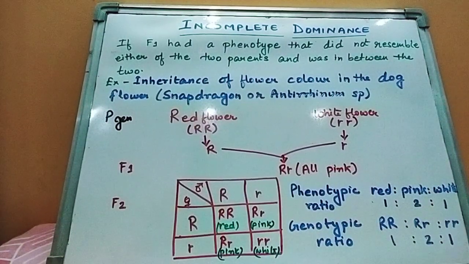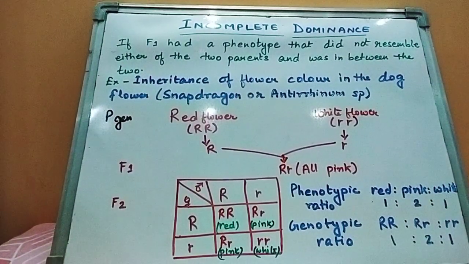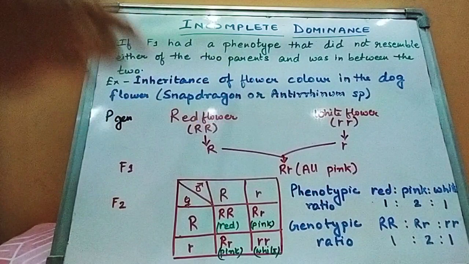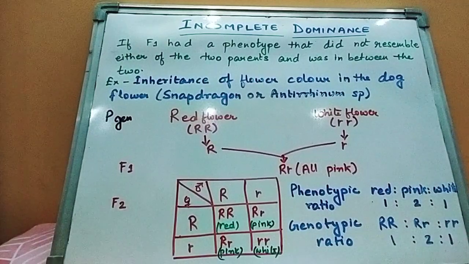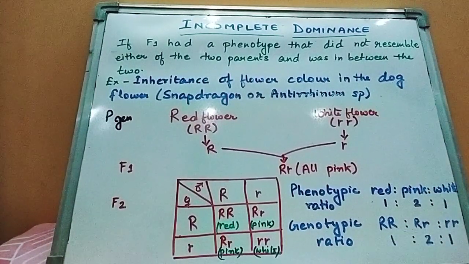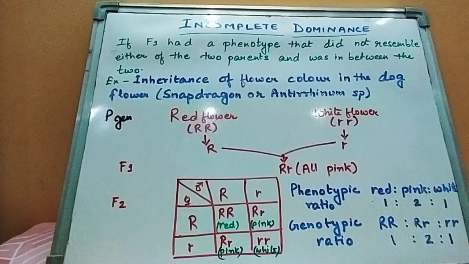So in this particular topic, incomplete dominance, there is a little twist where we will not get the same result as we got in the monohybrid cross in the Mendelian experiment. We'll discuss it with the diagram given on the board. Here we are going to see if F1 had a phenotype that did not resemble either of the two parents and was in between the two. So the offspring produced in the F1 generation, if it is not resembling either parent, that is, it is in between them, that is called incomplete dominance.